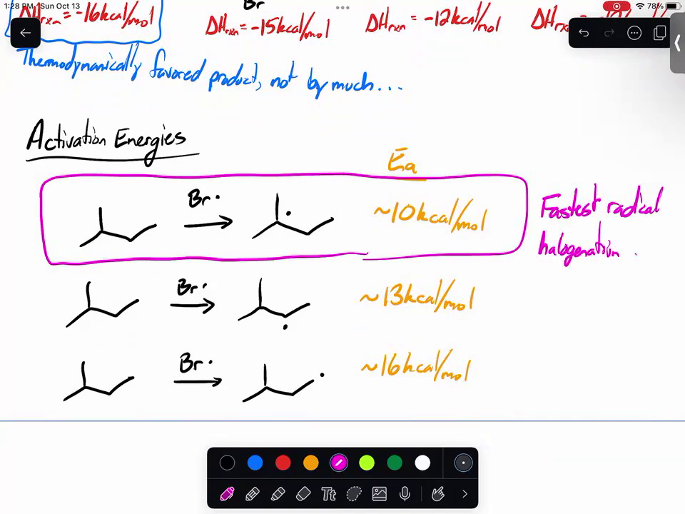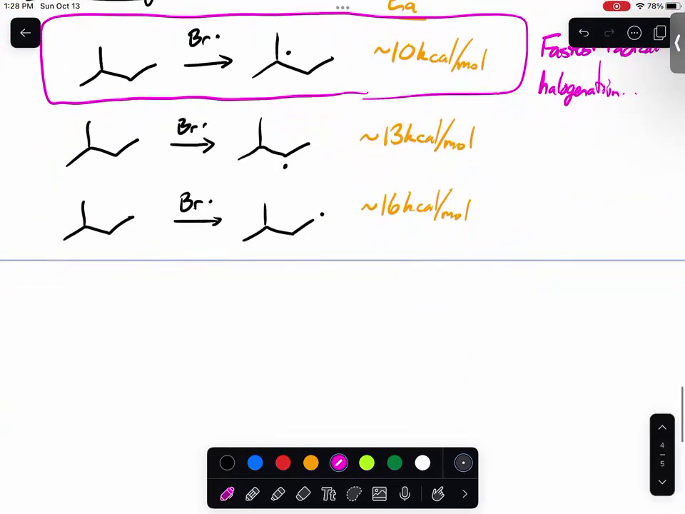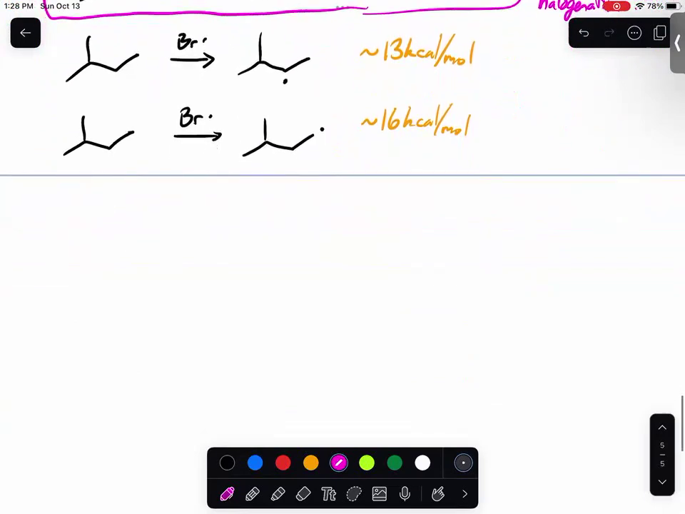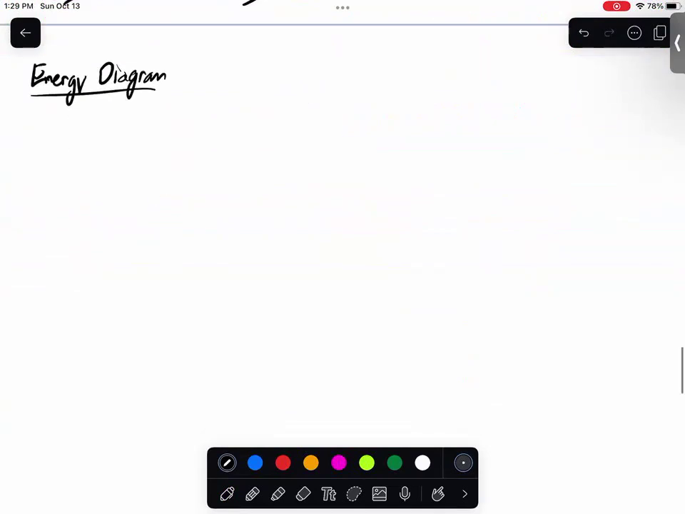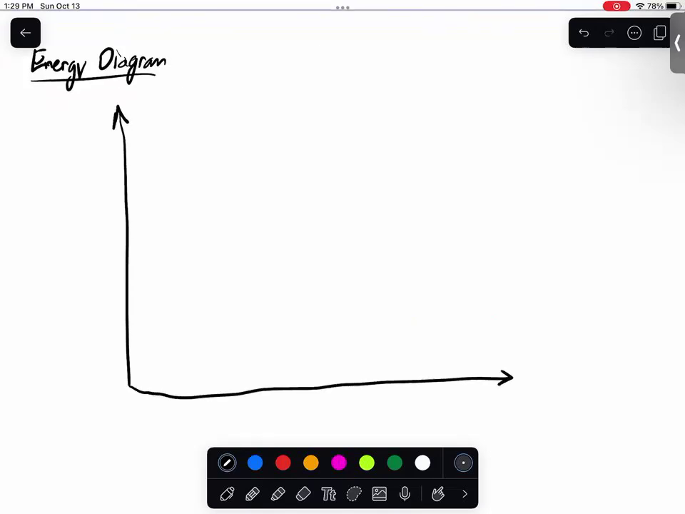But here's the thing. It's not always true that the thermodynamics and the kinetics line up. We could have had an activation energy that was completely the opposite. It could be higher. So we kind of have to ask ourselves, why is the activation energy so low? Well, in order to answer that question, we're going to need to draw an energy diagram. And for this energy diagram, we are going to be comparing what the energies of each reaction look like. So for this diagram in particular, of course, it is still energy and reaction progress.